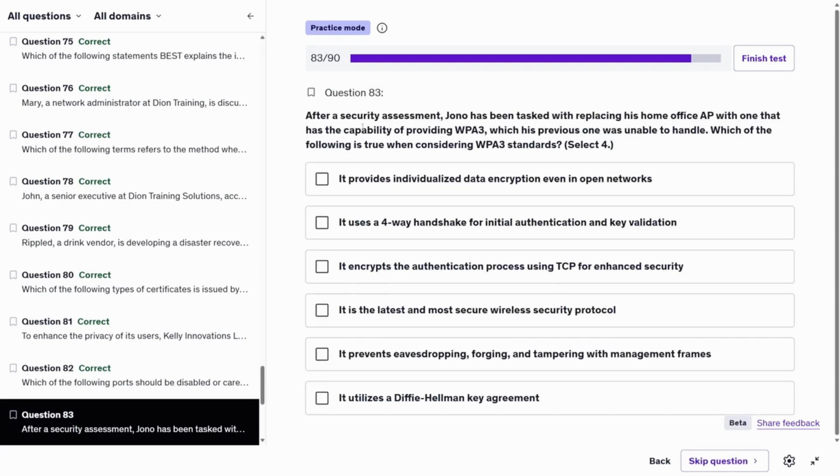After a security assessment, Jono has been tasked with replacing his home office AP with one that has the capability of providing WPA3, which his previous one was unable to handle. Which of the following is true when considering WPA3 standards? And here it wants us to select 4.